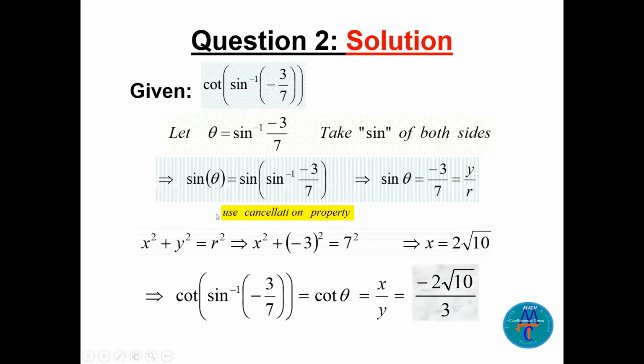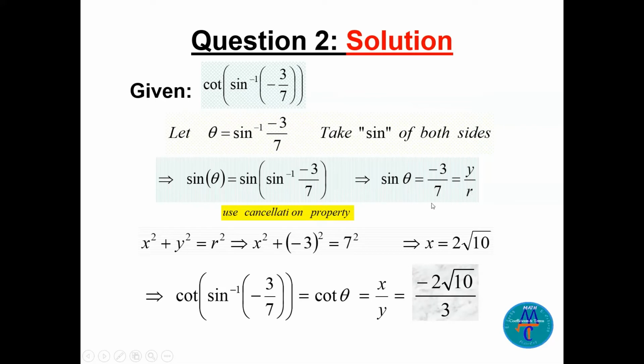So how do we do that? We say let theta equal all this angle inside. Let theta equal sine inverse of minus 3 over 7. Let's take sine on both sides. So sine of theta will be sine of this. On the right side here, I can use the cancellation property because minus 3 over 7 is between minus 1 and 1. So sine theta becomes minus 3 over 7, which is y over r.